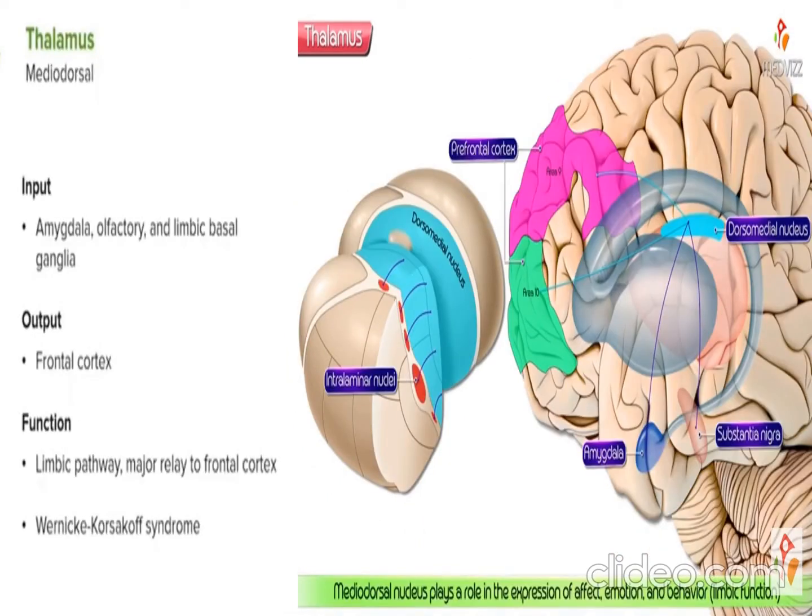Next is the medial nucleus. Now this medial nucleus, or the dorsomedial nucleus, receives its afferent fibers from the other thalamic nuclei, basal ganglia, hypothalamus and the amygdaloid nucleus, which is a part of the limbic system. It sends its efferent fibers to the prefrontal cortex, that is to areas 9, 10 and 11, 12, and this function is responsible for personality and emotion.